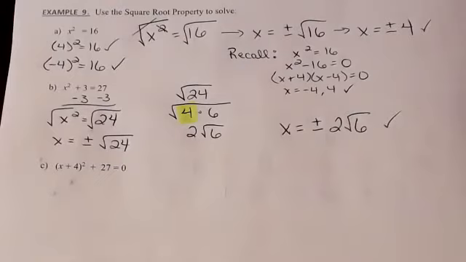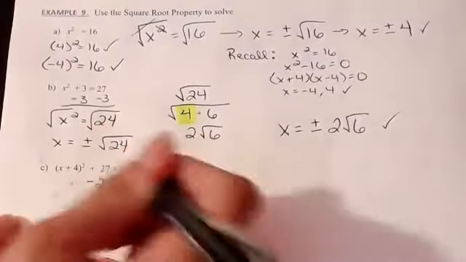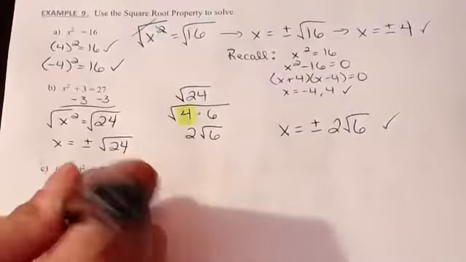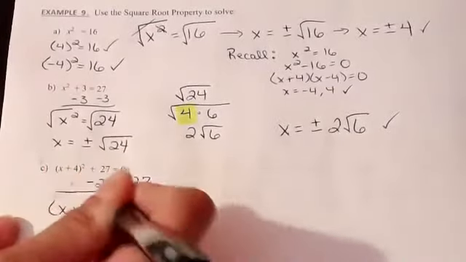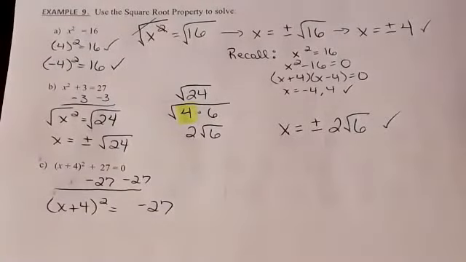Part C, we have x plus 4 quantity squared plus 27 equals 0. We want to use the square root property, so it will be useful to get that x plus 4 squared piece by itself. You want it to be alone. So what that implies is we are actually going to bring 27 over. So we have x plus 4 quantity squared is equal to negative 27.